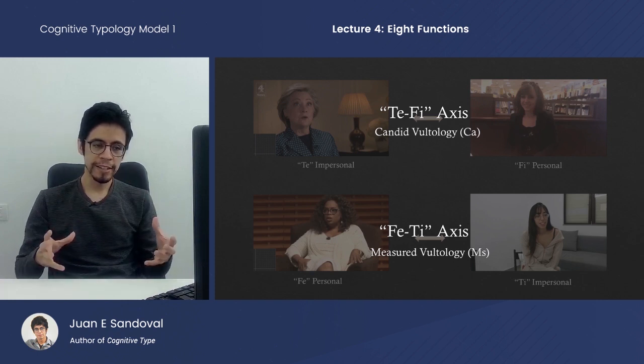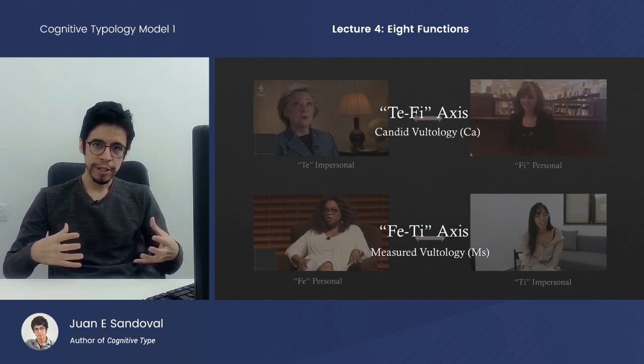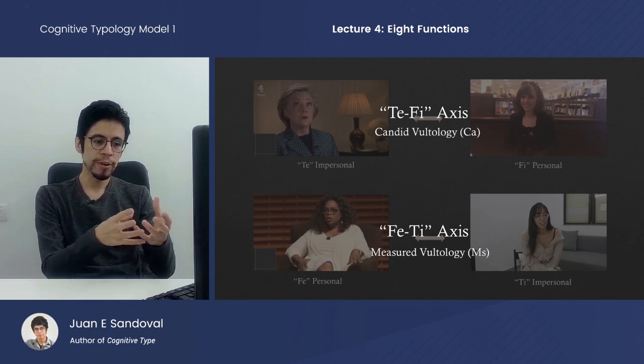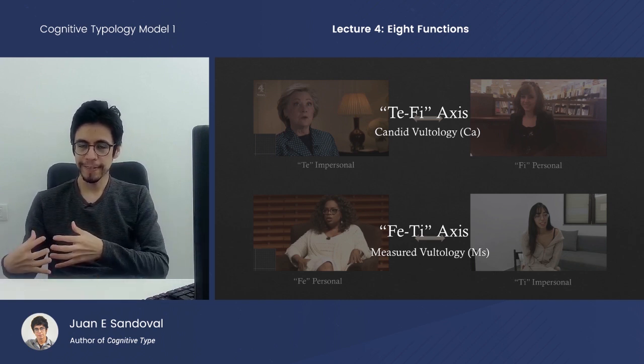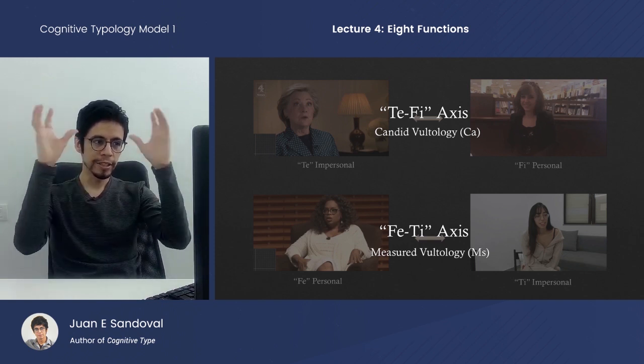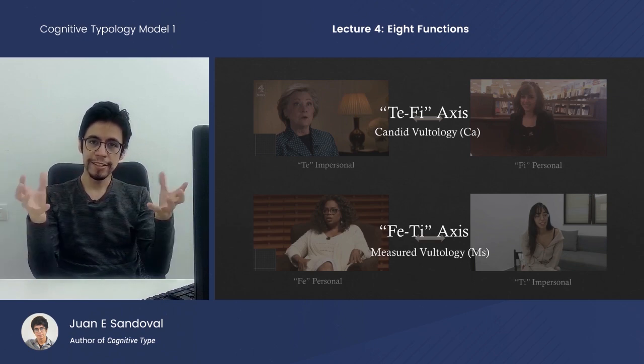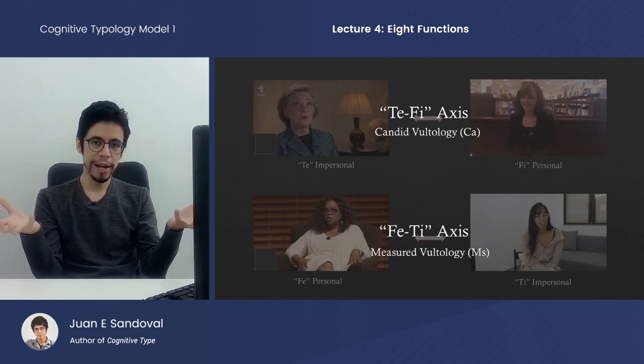So the entire axis is always measuring its expression. It either comes out the way it wants to with FE, or it doesn't come out at all in the case of TI. So as a whole, the TE-FI axis is candid and the FE-TI axis is measured, and this itself is a type of duality between the two axes.